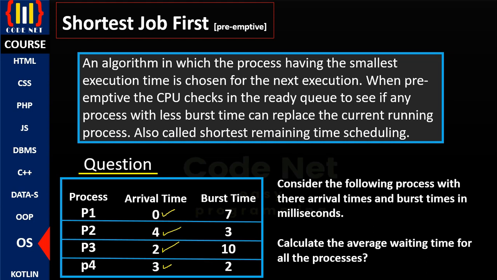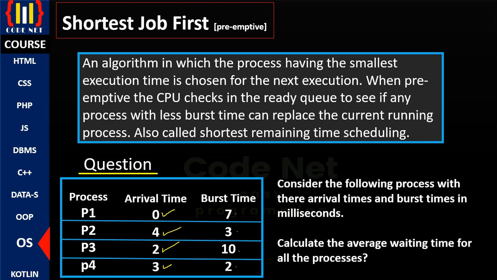Now, take note of their burst time. The burst time just denotes the total execution time for each of the processes. Process 1 burst time is 7 milliseconds. Process 3 burst time is 10 milliseconds. Process 4 burst time, or total execution time, is 2 milliseconds.